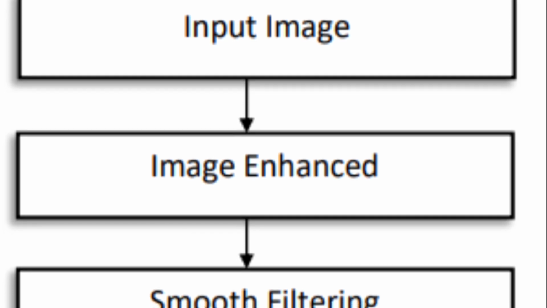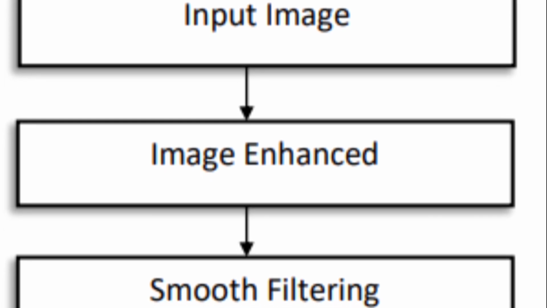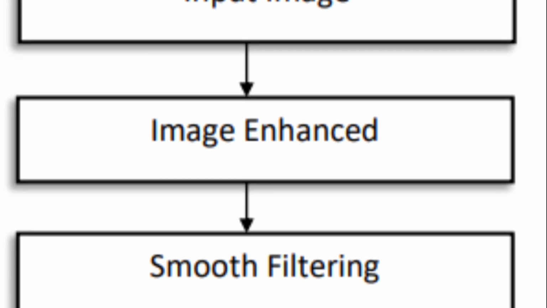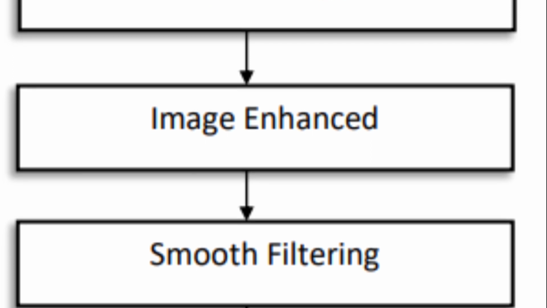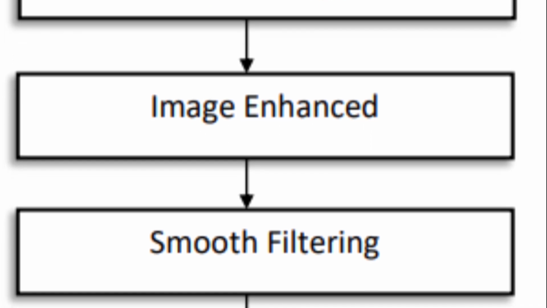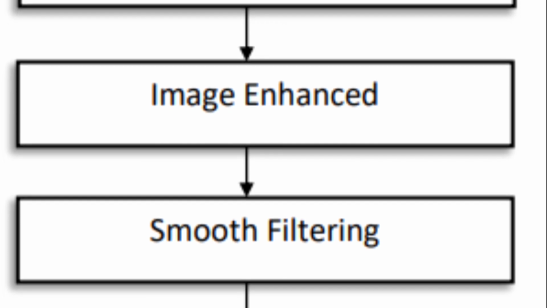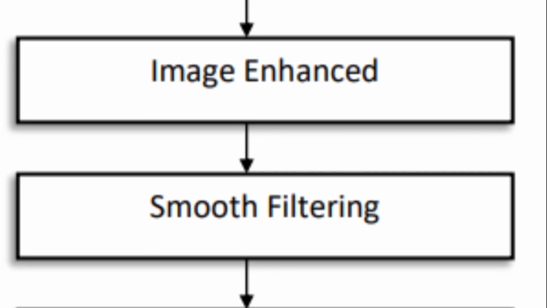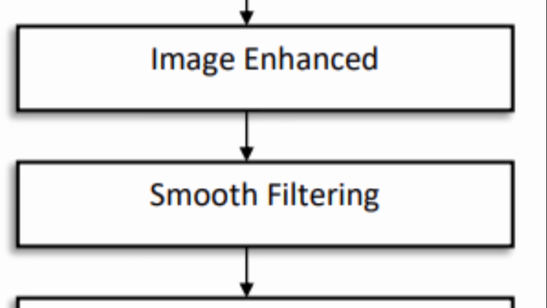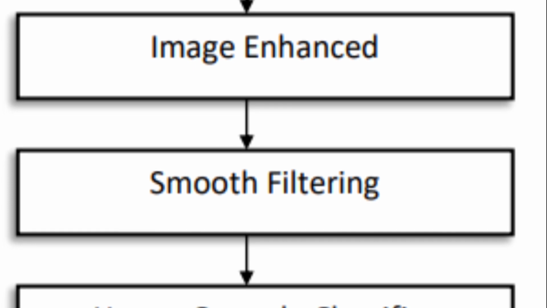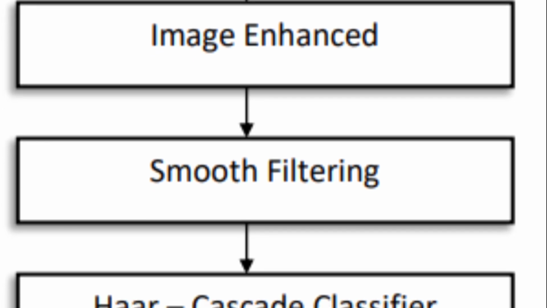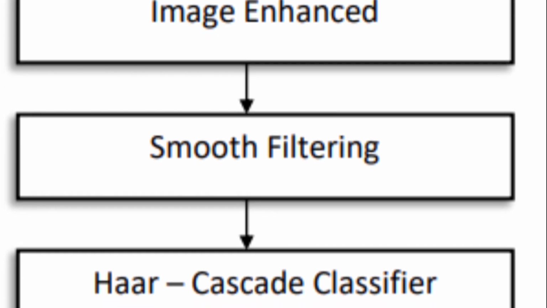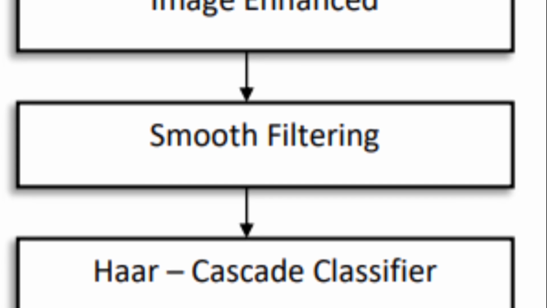Now let's see how we performed object detection. We have taken live video as input and converted it into image frames at particular time intervals. We converted the image into grayscale and used an image enhancement technique to get a sharpened and brighter image. We applied smoothing filter to remove noise. Then we used Haar cascade classifiers to detect moving objects. Finally, the output frame is given with a rectangle over the detected objects.